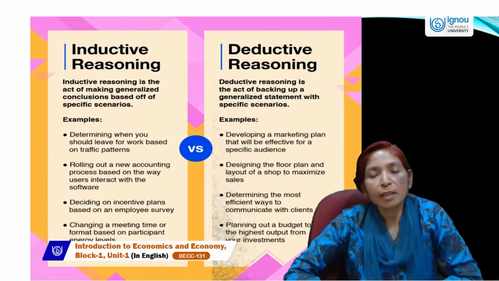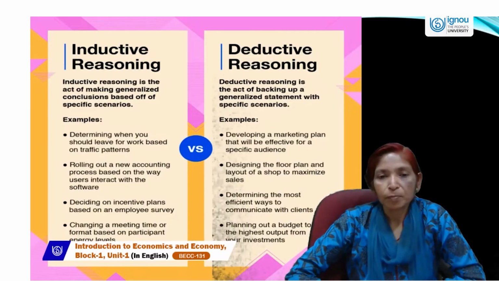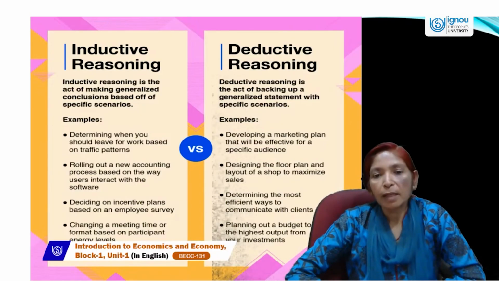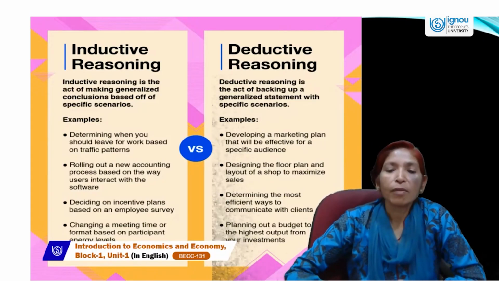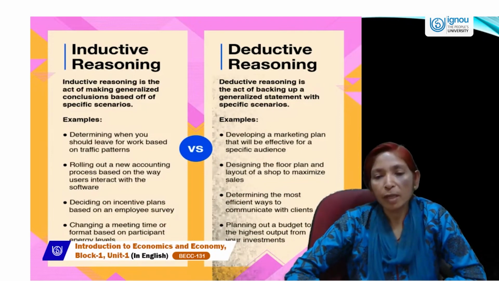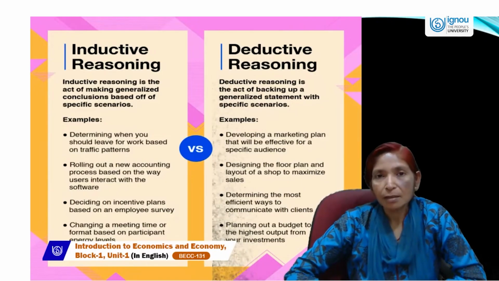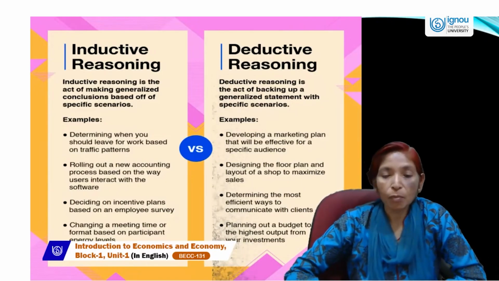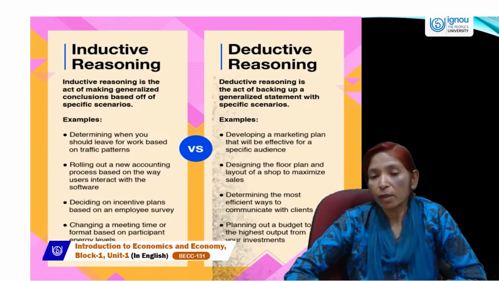And in the case of deductive reasoning, we are moving from general to specific: developing a marketing plan that will be effective for a specific audience, designing the floor plan and layout of a shop to maximize sales, determining the most efficient ways to communicate with clients. Here, clients are specific, and determining the most efficient way to communicate is general.